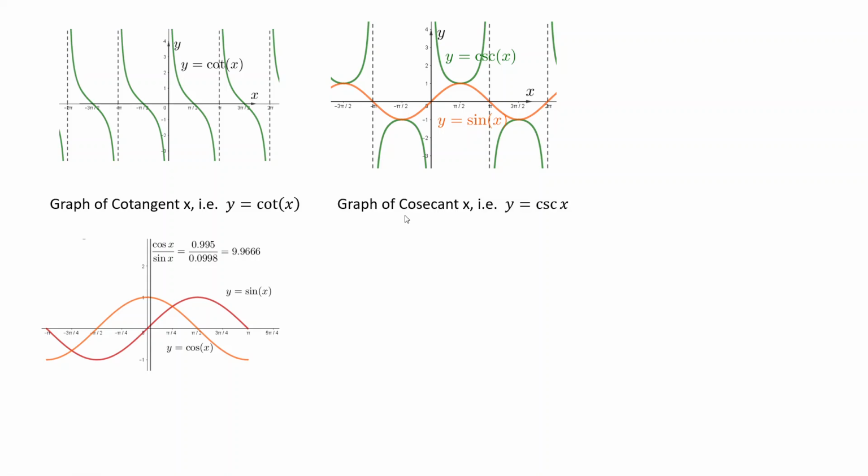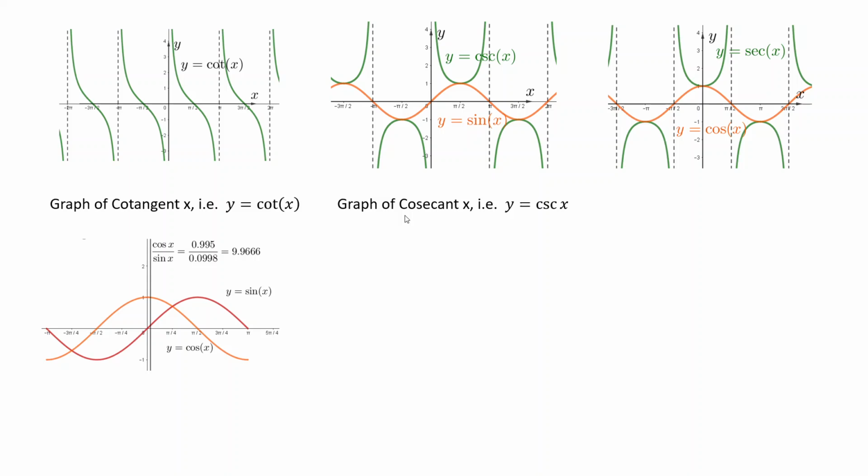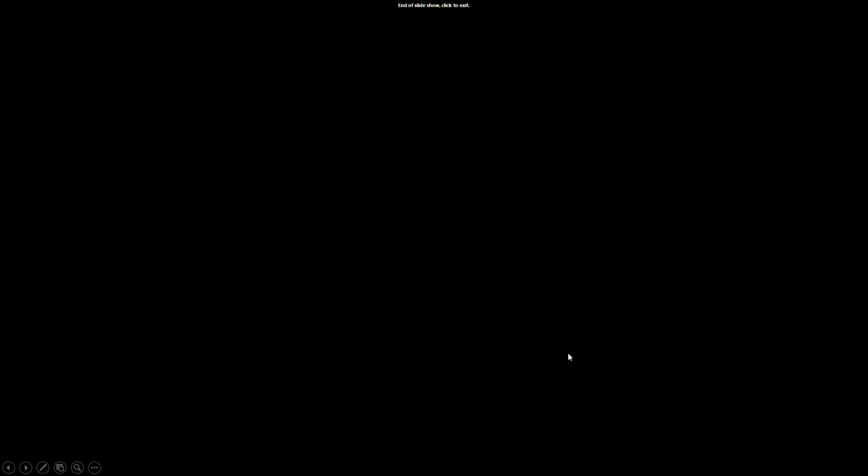And for secant x, draw a cosine graph and be guided by that as you draw the secant graph. Cool. That's pretty much what I can talk about in terms of these graphs, okay? That's it, folks.